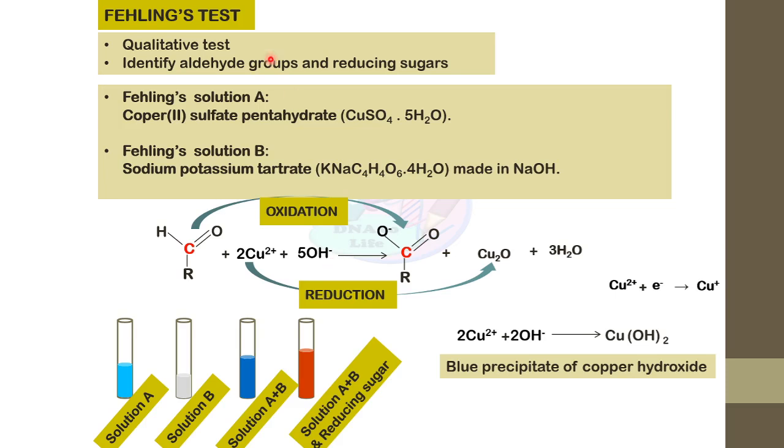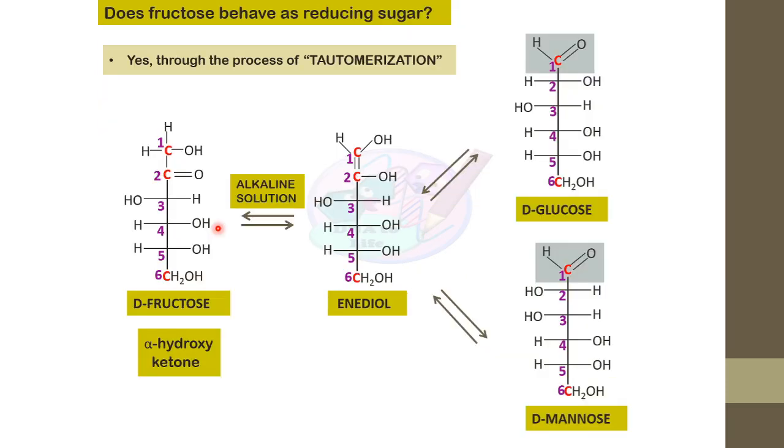Why should we not mix these two solutions earlier? We only mix them when we are doing the experiment, because if we mix them earlier, the copper ion in the presence of the alkali NaOH will be converted to copper hydroxide and form a precipitate. That's why we always mix them freshly whenever we have to do the experiment. So this was all about the Fehling test.